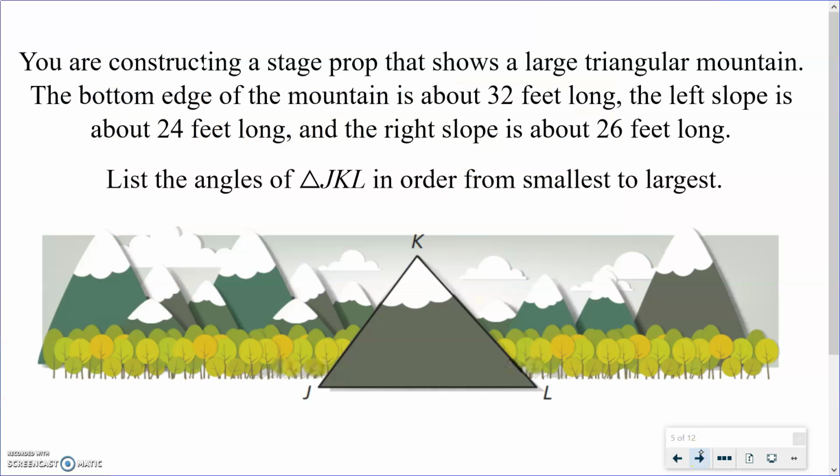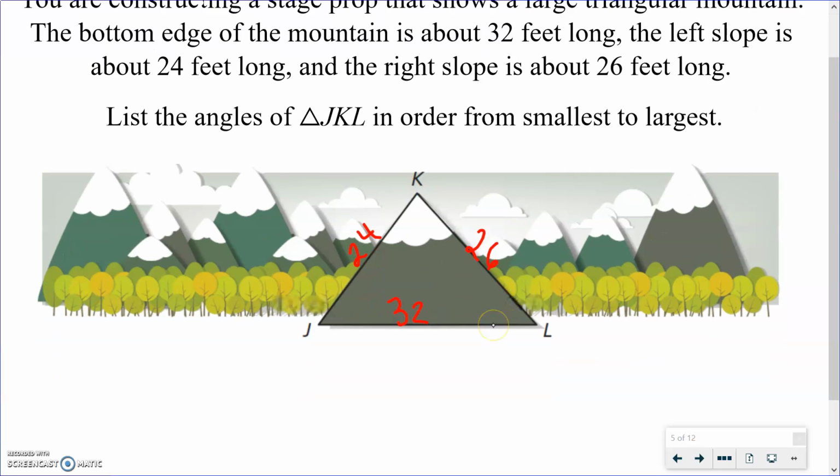So we can use that to write some inequalities and to talk about lengths of sides. This problem says you're constructing a stage prop that shows a large triangular mountain. The bottom edge of the mountain is 32, the left slope is 24 and the right slope is 26. And it says to list the angles of triangle JKL in order from smallest to largest.